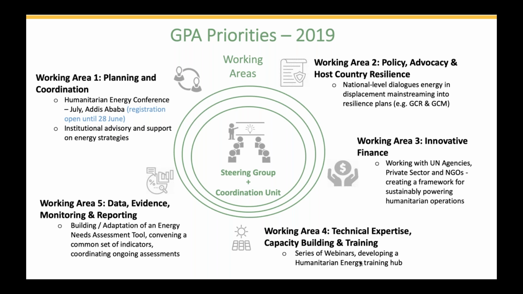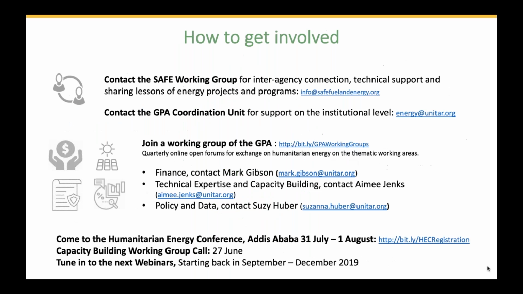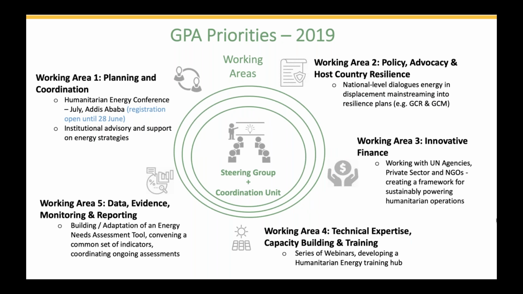Second working area, policy and advocacy. There we are trying to, for example, this is just to give you an idea of what we are working on in these working areas. We'd like to start a dialogue with host countries on how to include displaced populations into the national grid extension plans, for example. Working area 3, we are running a series of workshops in July on how to replace diesel generators, and that's not only a technical issue, but it's also related to procurement, to finance, and other topics that have to be dealt with in that sense. Working area 4, technical expertise, capacity building and training.